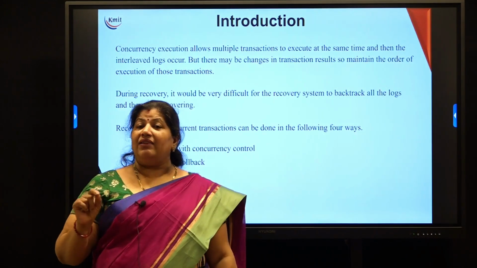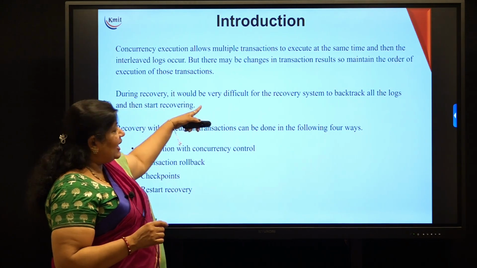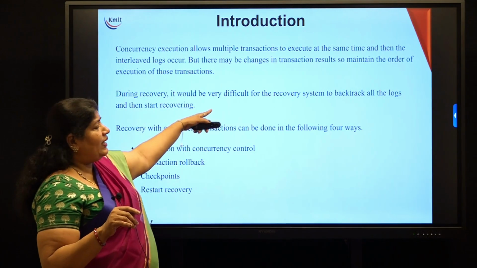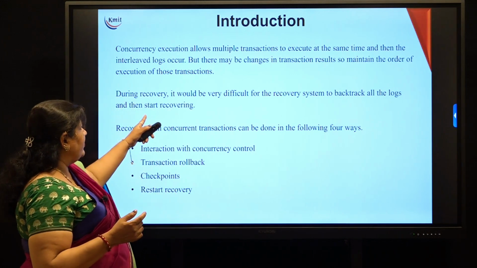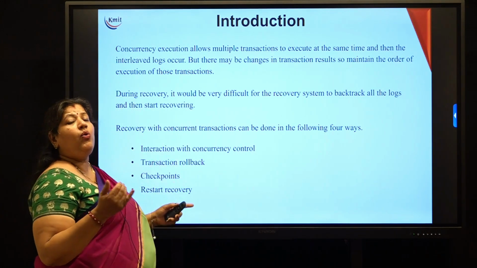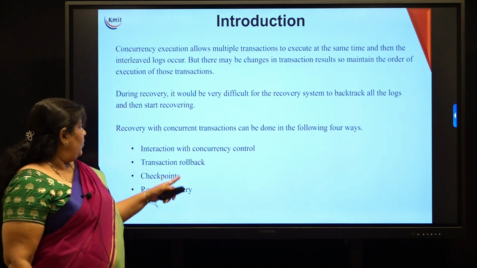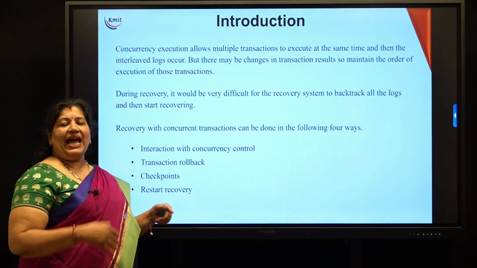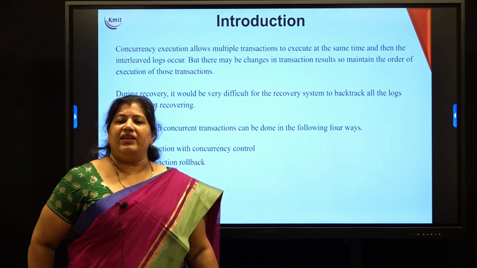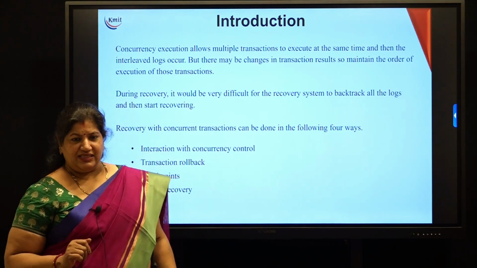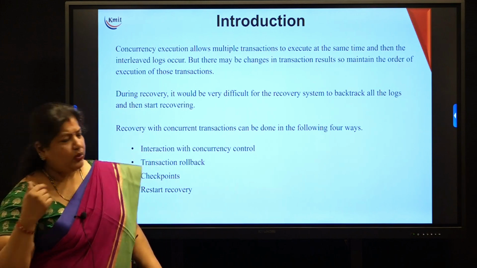For each transaction there is going to be a record, so it is going to be an interleaved record. So in case of system failure, during recovery it is difficult for the recovery system to backtrack all the logs and then start recovering. So how these things are done in a concurrently executing system, we will try to see. We will first see some of the methods which go hand in hand, or mutually work, in order to ensure data integrity and consistency. Then we will take up an example by seeing the log records and try to work with it.